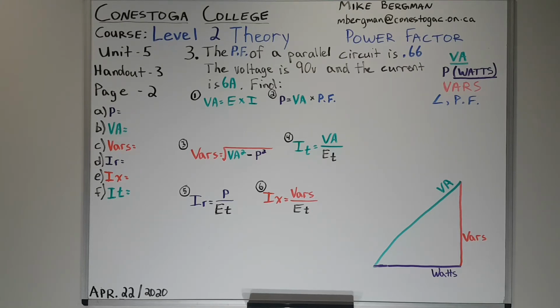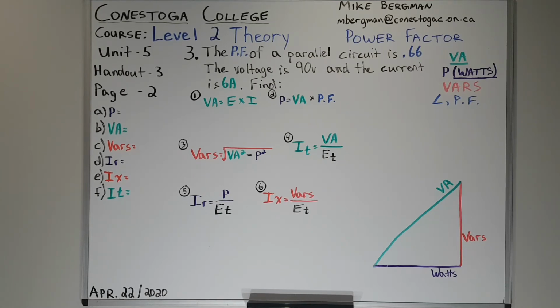I decided step 2 was going to be my power equals VA times my power factor. Don't forget the watts, which is power, has to be smaller than VA. So we're multiplying our VA by a decimal. In this case, it's going to be 0.66, which they gave us in the question.